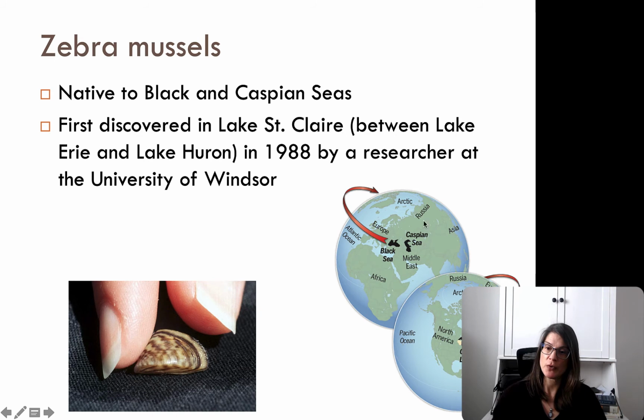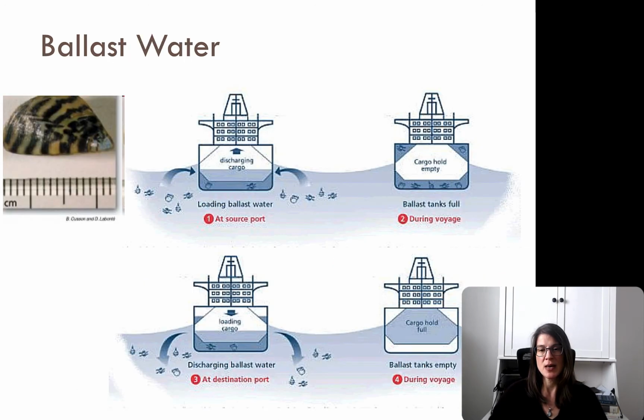They managed to move right the way around the world, first discovered in Lake St. Clair in the Great Lakes region by a researcher from the University of Windsor. And that's a zebra mussel right there. Doesn't look too dangerous. How did it get there?